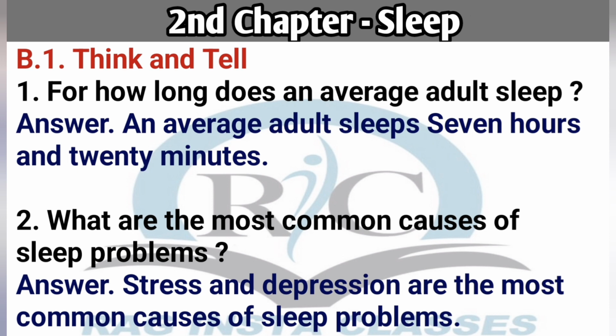Think and tell. 1. For how long does an average adult sleep? Answer. An average adult sleeps 7 hours and 20 minutes. 2. What are the most common causes of sleep problems? Answer. Stress and depression are the most common causes of sleep problems.